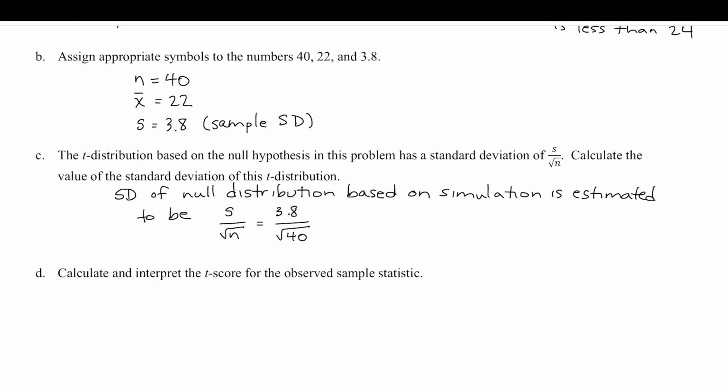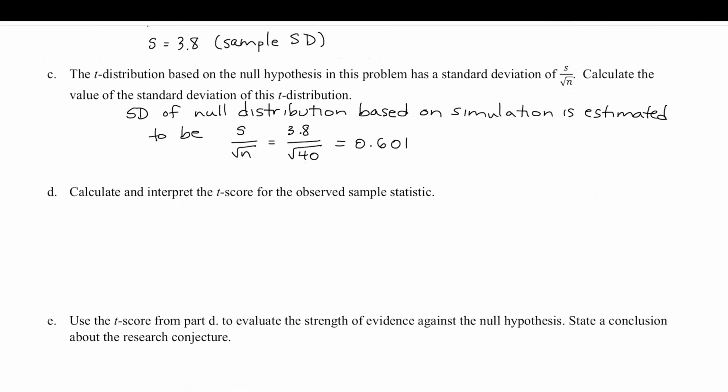So here's where, again, you can get confused and make mistakes, because we have two different standard deviations we're dealing with. We have the sample standard deviation of 3.8, and then we have this null distribution standard deviation. Now you should pause the video and put this into your own technology to make sure you get the correct answer, and you should get 0.601. If you don't, you have to let me know, and we have to figure out why you're not getting the right thing.